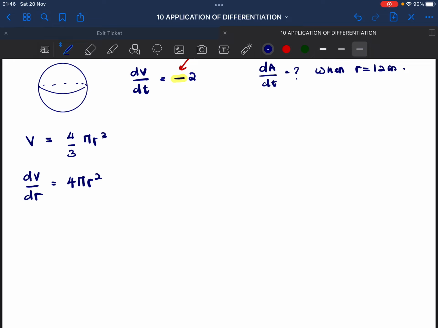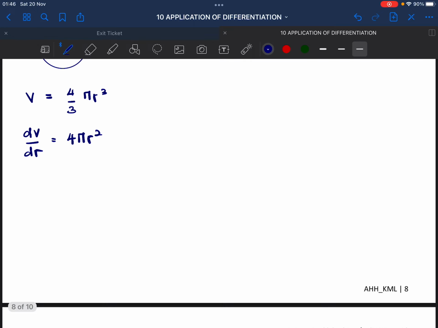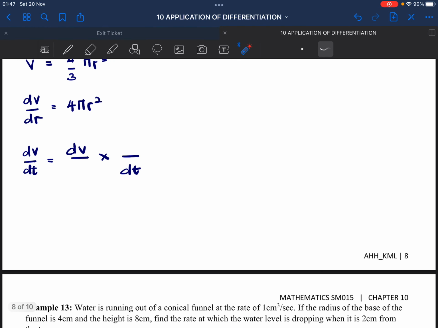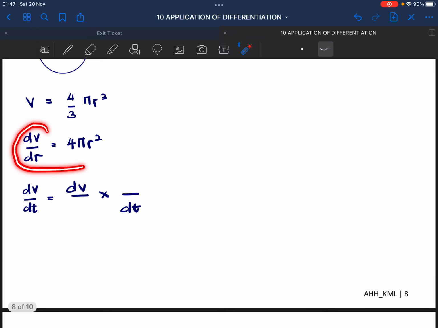Now we are going to use our chain rule. From here, dv over dt equals dv over something, multiplied by something over dt. So what is something here? Obviously that will be dr, because we already have dv over dr. So this will be dr, and this will be dr.